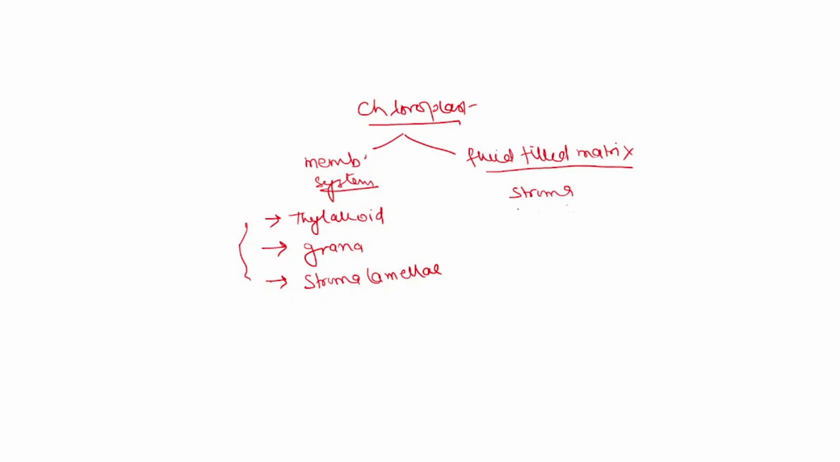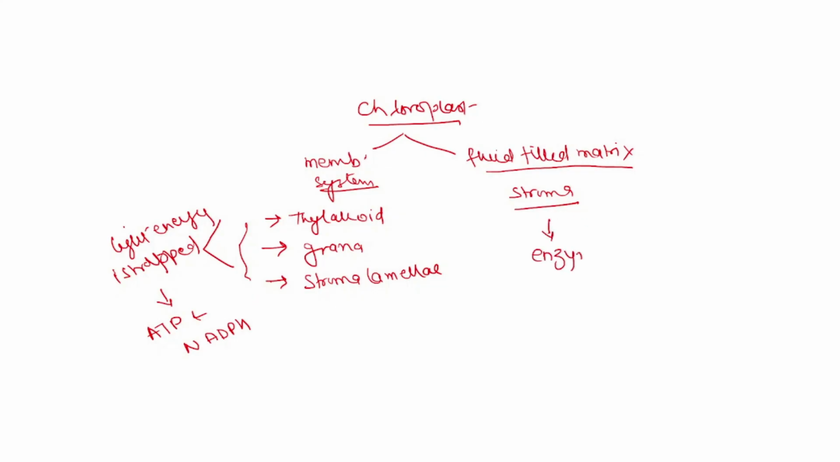stroma. The membranous systems are the site where light energy is trapped by pigments which convert it into ATP and NADPH. And the stroma contains enzymes which use ATP and NADPH to synthesize sugar by fixing what? By fixing carbon dioxide. Now come to our options.